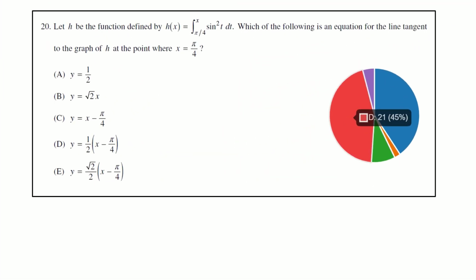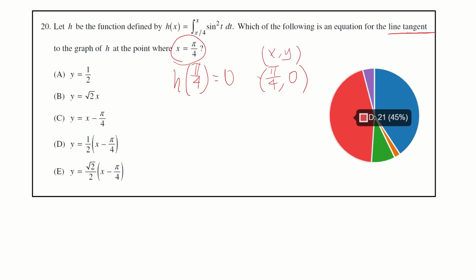Next question, question 20. Let h be the function defined by this. Which of the following is an equation for the line tangent to the graph, where x is equal to pi over 4? We know that h of pi over 4 is equal to 0, because it's defined as an integral from pi over 4 to x. When the upper and lower limits are the same, the value of the integral is equal to 0. So we know that the point will be (pi over 4, 0). This is x and this is y.